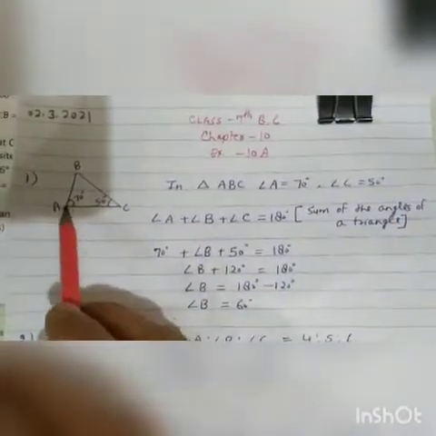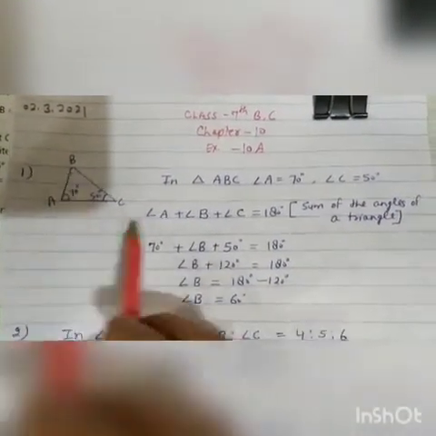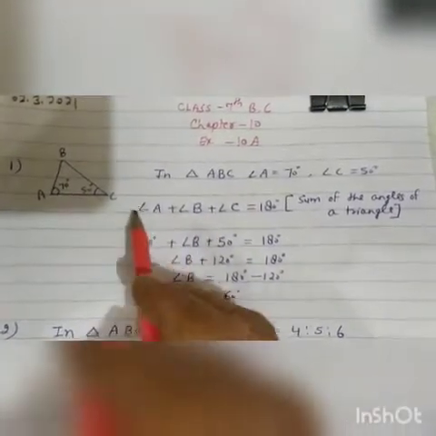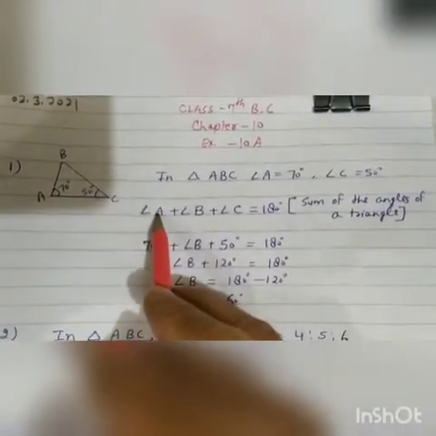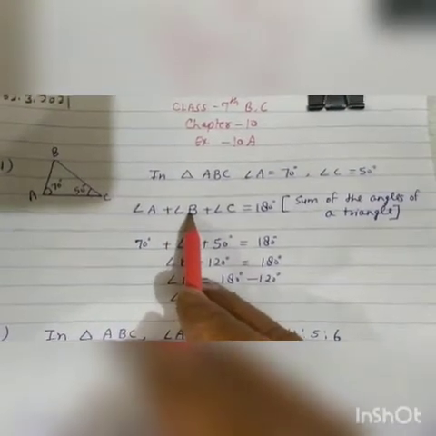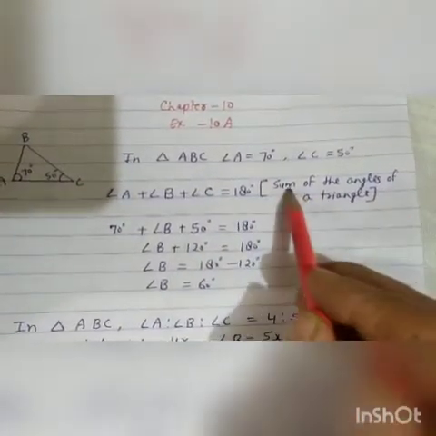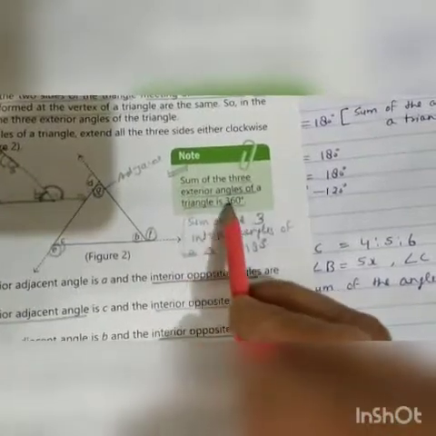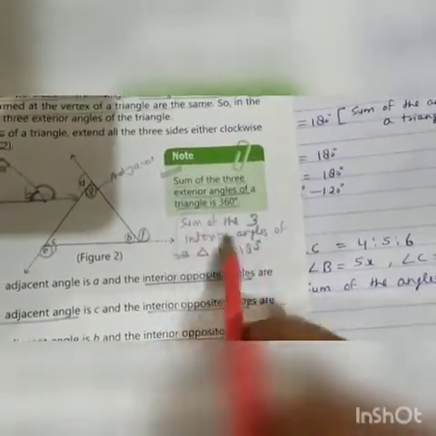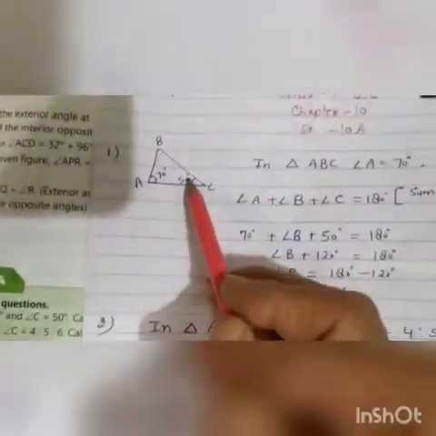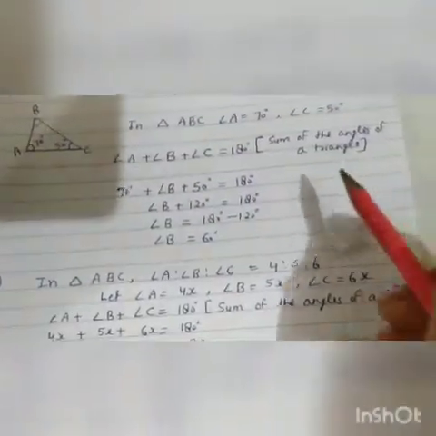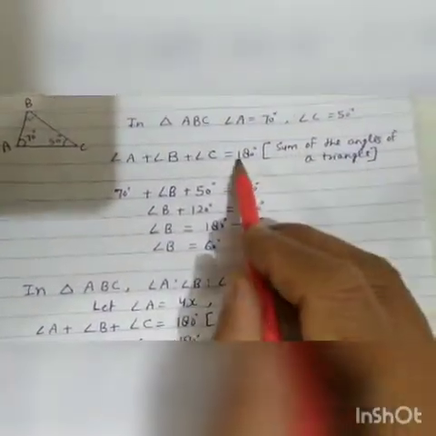So students, what we will do, we will add these three angles: angle A plus angle B plus angle C is equal to 180 degrees, and we have to write here the statement: sum of the angles of a triangle. I told you that the sum of the three exterior angles of a triangle is 360, but the sum of the three interior angles of a triangle is always 180 degrees. So these three are interior angles, not exterior angles.